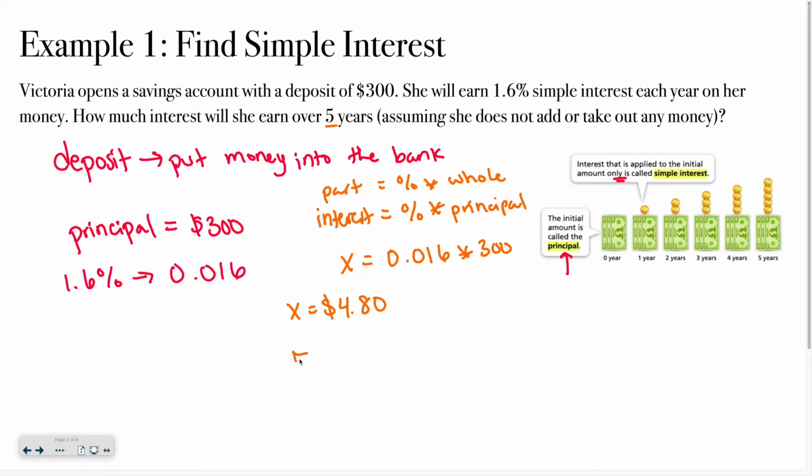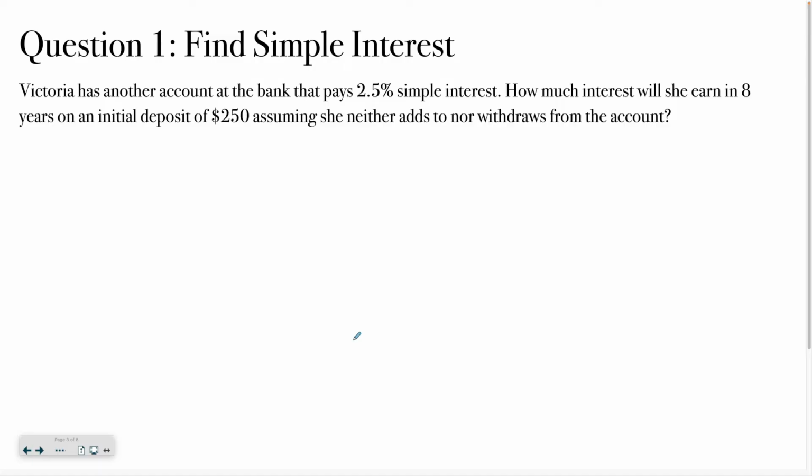So then I would take that $4.80 and multiply it by 5 years to discover she will earn $24 just for leaving her money in the bank. Okay, so that is an example of simple interest. Hopefully you see the connections to what we've been doing, but if not, please ask questions.